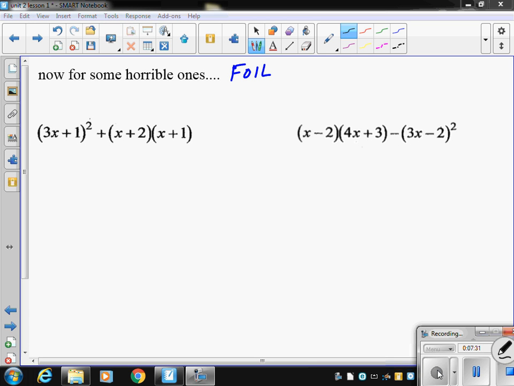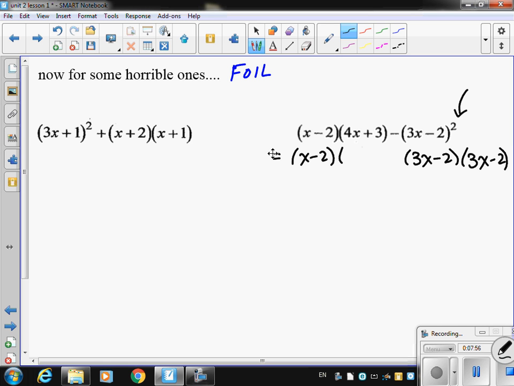Second example, I've got another same idea where I have x minus 2 times 4x plus 3, and I have 3x minus 2 with a funny little square sign. It's always best to write it out twice. 3x minus 2 squared means 3x minus 2 times 3x minus 2. Okay, x minus 2 times 4x plus 3. Subtract, that's important. Okay, for the first one, I'm going to do FOIL.